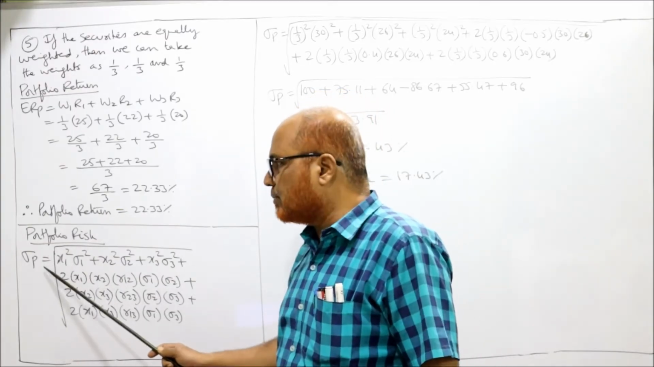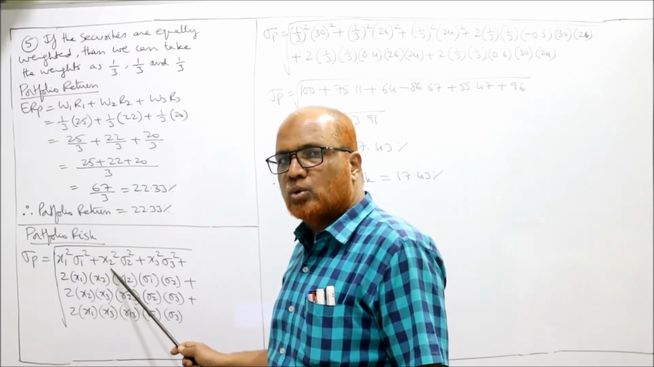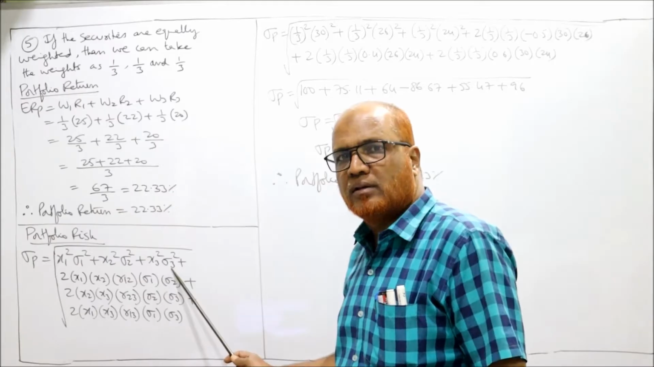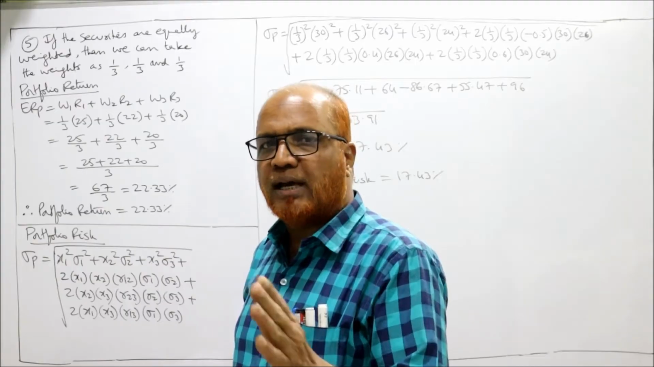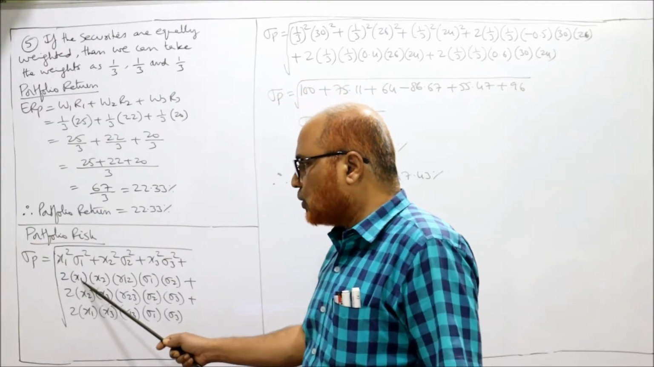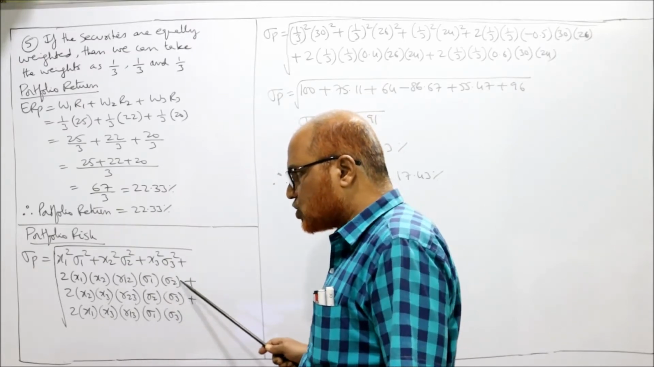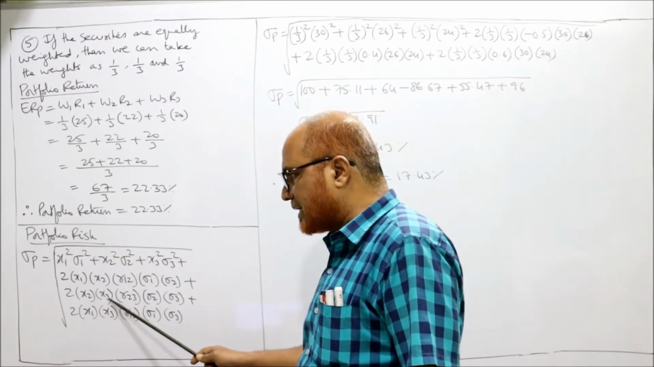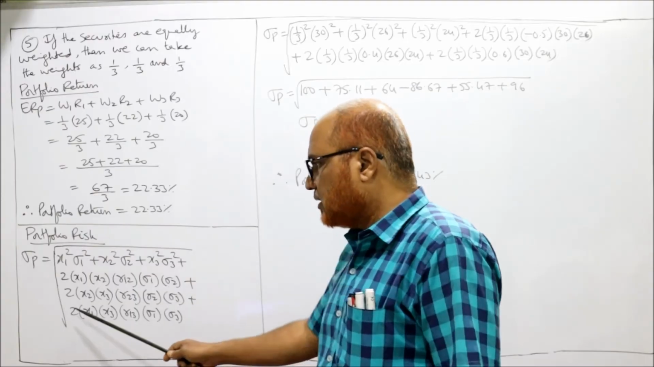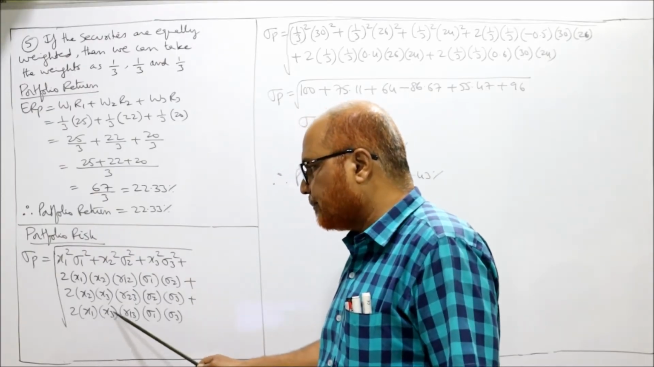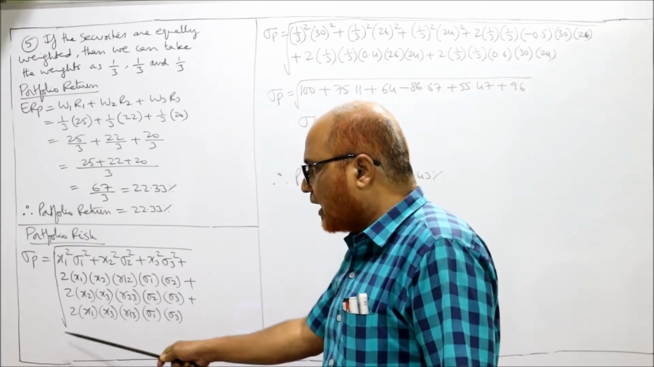So portfolio risk sigma p is x1 square sigma 1 square plus x2 square sigma 2 square plus x3 square sigma 3 square. After that, now we will take combinations of 2. First combination 1 and 2, then 2 and 3, then 1 and 3. So 2 into x1 into x2 into r12 into sigma 1 into sigma 2. That is the 1 and 2 combination. Then 2 into x2 into x3 r23 into sigma 2 into sigma 3, the 2 and 3 combination. Then 2 into x1 into x3 r13 sigma 1 sigma 3, the 1 and 3 combination. We will take the square root of all this.